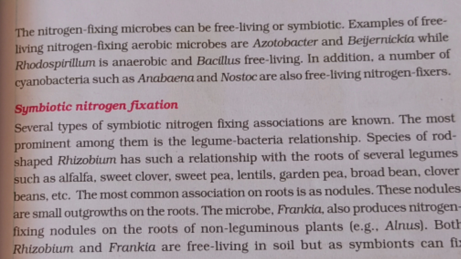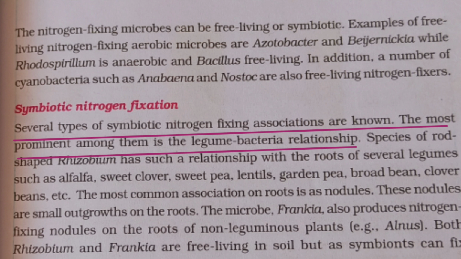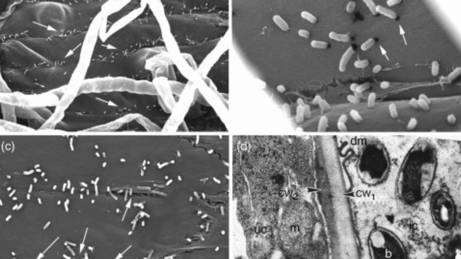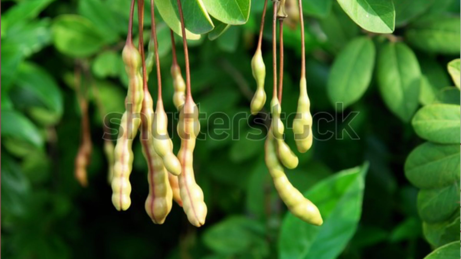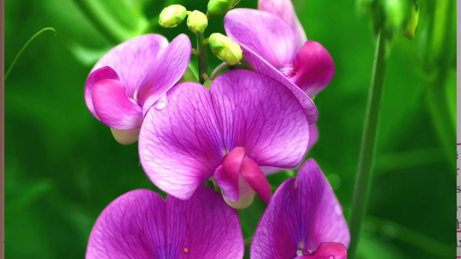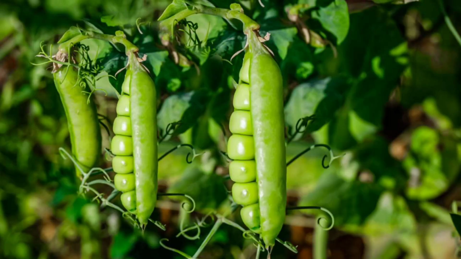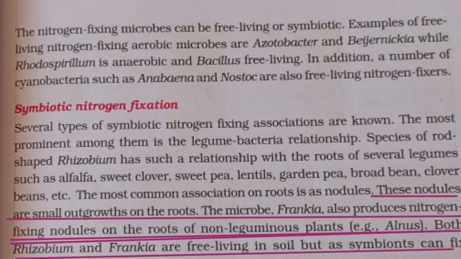Several types of symbiotic nitrogen fixing associations are known. The most prominent among them is the legume bacteria relationship. Species of rod-shaped Rhizobium form a relationship with the roots of several legumes, such as alfalfa, sweet clover, sweet pea, lentils, garden pea, broad bean, clover beans, etc. Here, this common association occurs on roots as nodules. These nodules are small outgrowths on the roots.